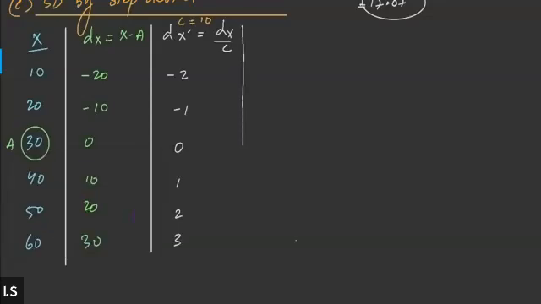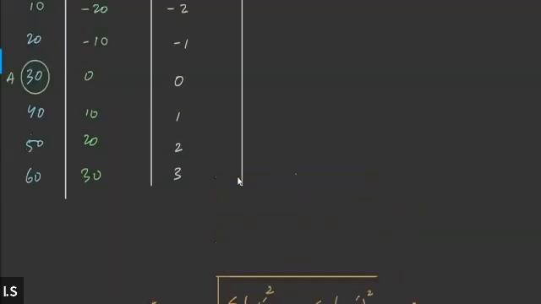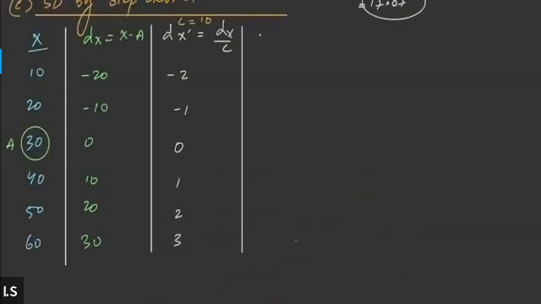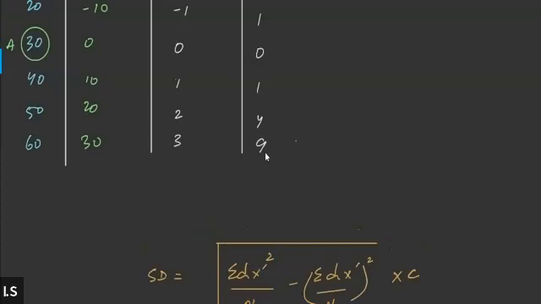After that, let's look at the formula. The formula requires dx dash square. So that means we should do the square of the dx dash as well. So dx dash square: the square of minus 2 will be 4, then 1, 0, 1, 4, and 9. All right, now I think we have calculated everything.